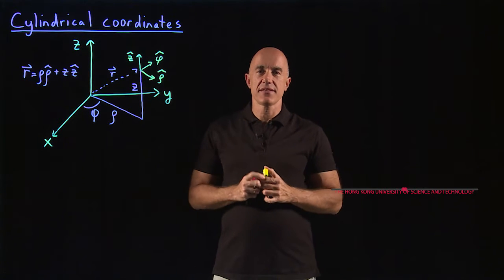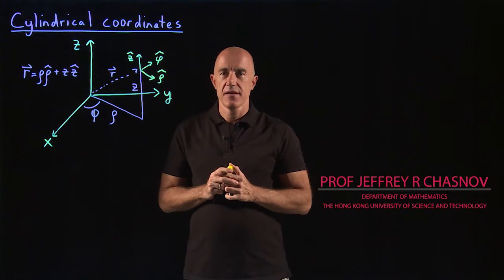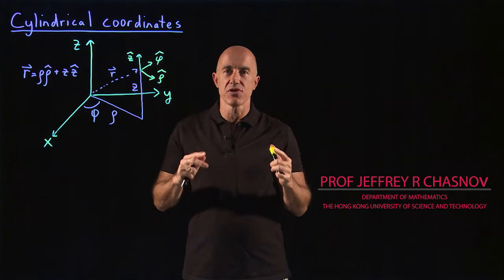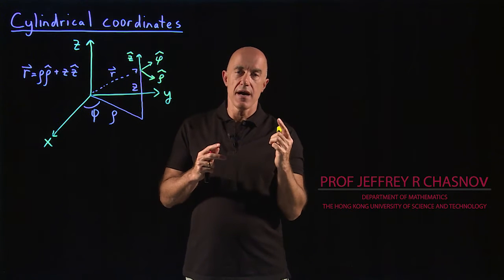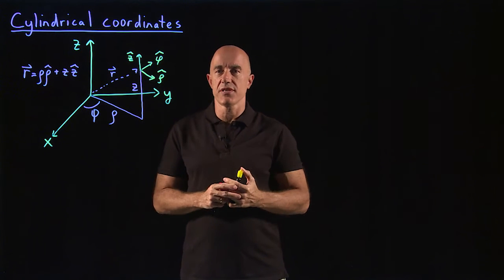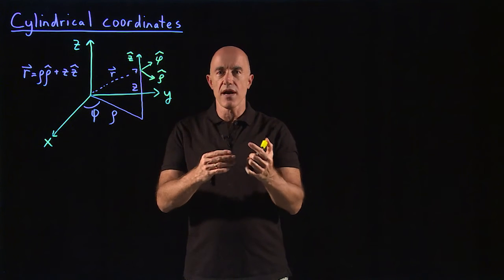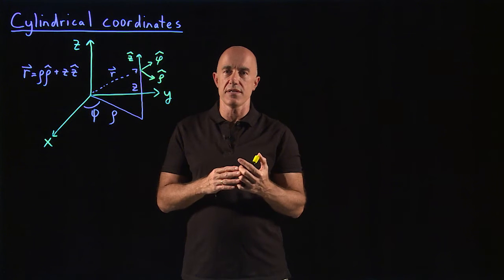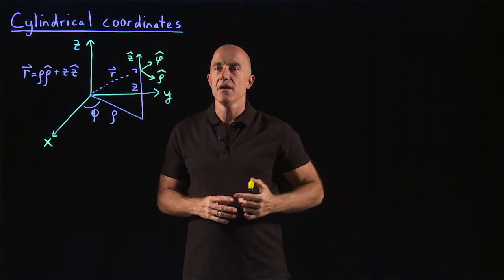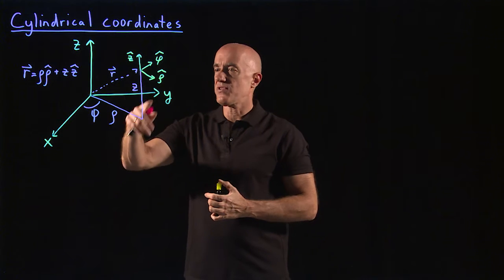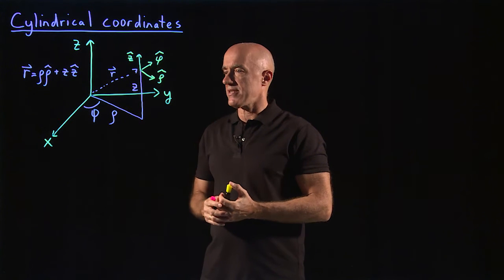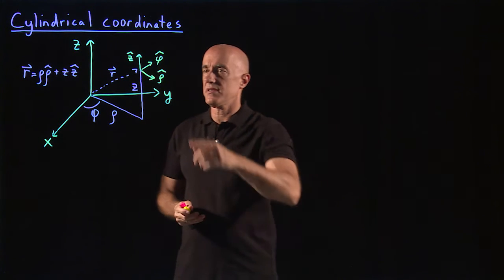So we've already discussed polar coordinates. This is the two-dimensional circular type of geometry. A circle is a cross-section of a cylinder. So if you wanted to extend polar coordinates to the third dimension, it would be called cylindrical coordinates. So here I've shown you a graphical representation of cylindrical coordinates.